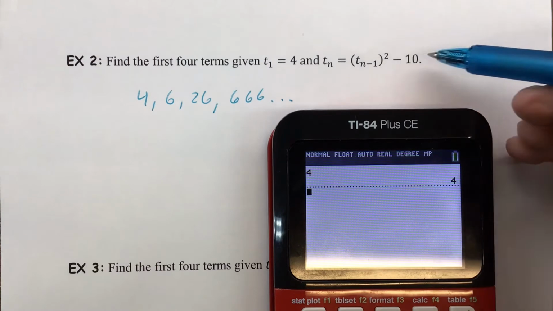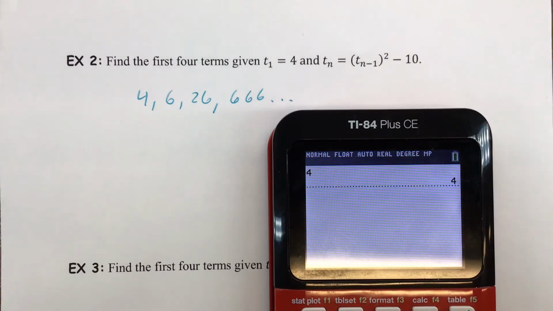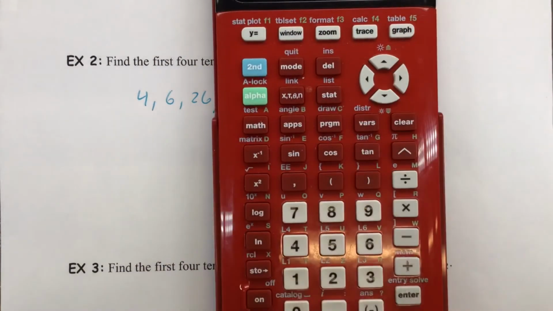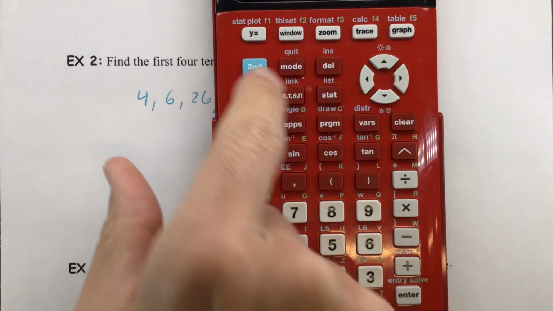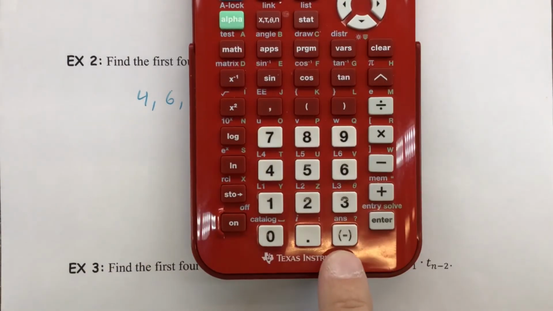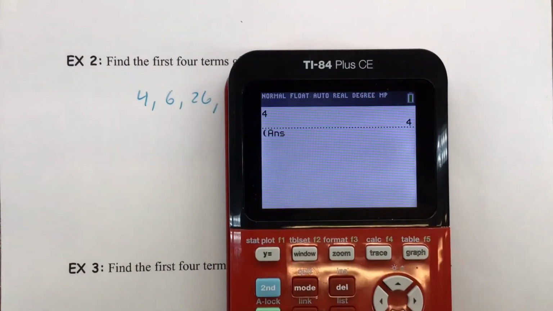Then to type in the recursive definition, I'll go ahead and type in the parentheses just so you see them there. In the parentheses, I'm going to tell the calculator to recall the last answer that it had, which is going to be the 4. To do that on this calculator, I have to press second, then press the negative button. Above that, you're going to see ANS, which brings up your last answer. I'll close parentheses, go ahead and square that, subtract 10.